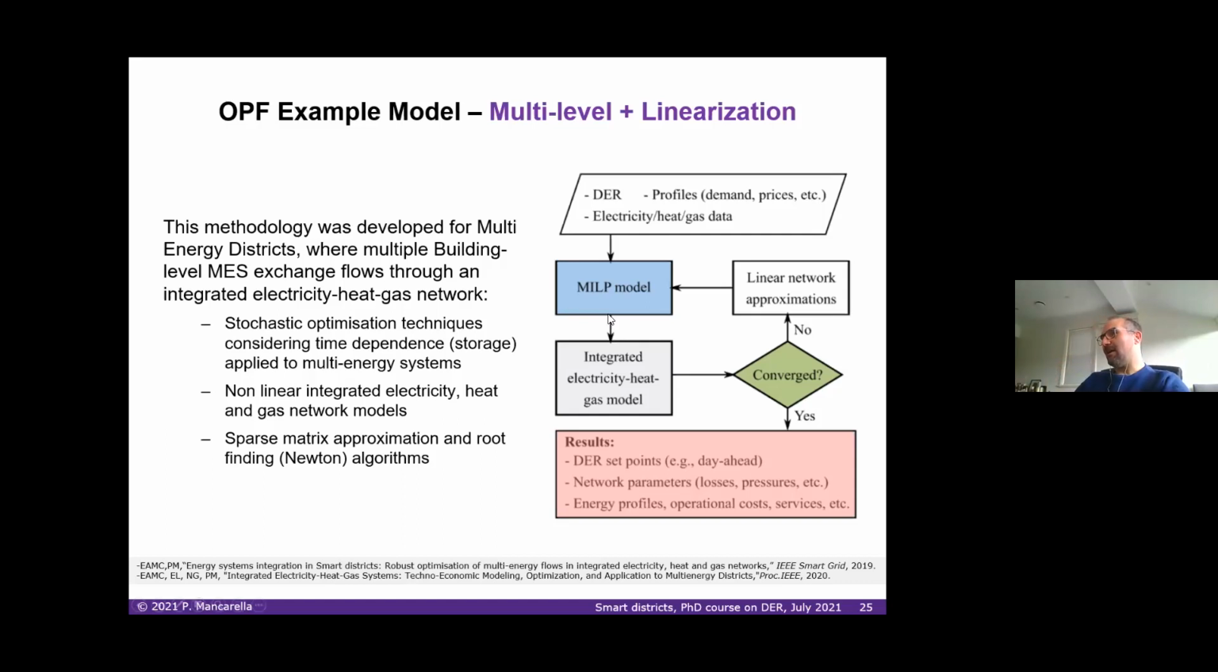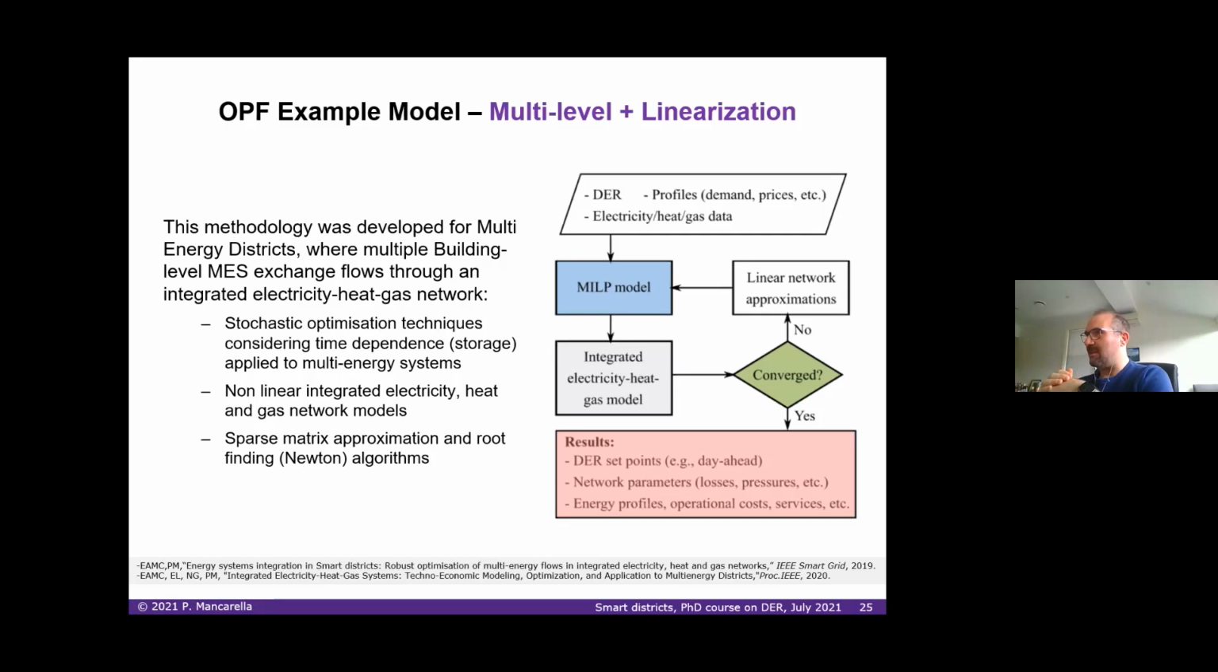Now, what you do is you run a MILP, you send set points to the full, the equivalent of an AC power flow, but on all networks. Then, does it converge? Is it a feasible solution or not? If not, then you would use a linear network approximation to change the set points, and then you go back to the MILP, and you iterate until it converges. And if you're familiar with the traditional optimal power flow techniques that are based on sequential linear programming, this is pretty much the extension of sequential linear programming to multi-energy systems.